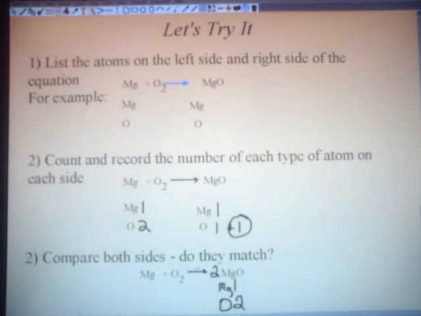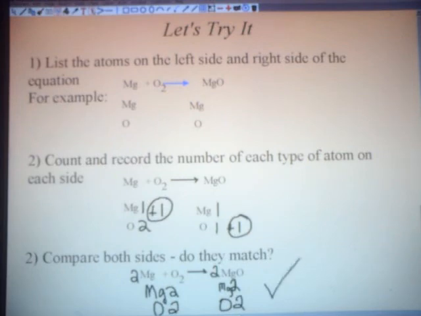Indeed it does. On this side I have 1 magnesium and 2 oxygen. Actually, I made a mistake. I have 2 magnesium, right? I have 2 oxygen and 2 magnesium on this side. So it doesn't match. I need 1 more magnesium. So now if I put a 2 here, I have 2 magnesium and 2 oxygen on the right side, and 2 magnesium and 2 oxygen on the left side.